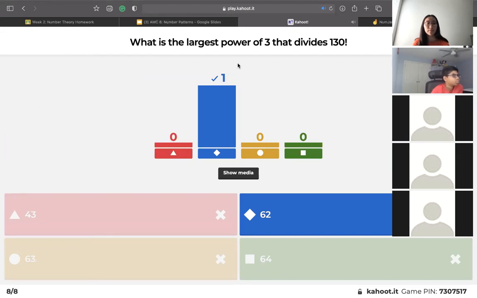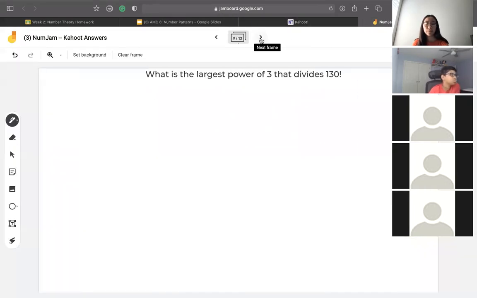Okay, so the largest power of 3 that divides 130 factorial. So basically this is like an exponent of 3, so that'd be like 3 to the 62nd power. So basically let's go over how to do this one. With 130, this is asking how many 3's are in its prime factorization.